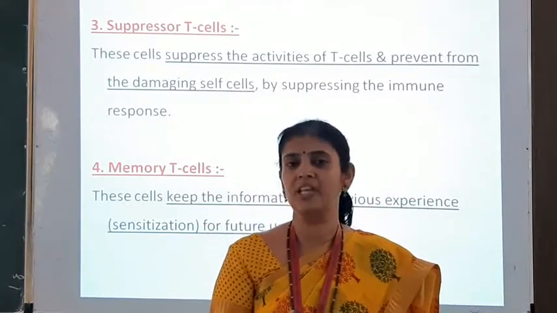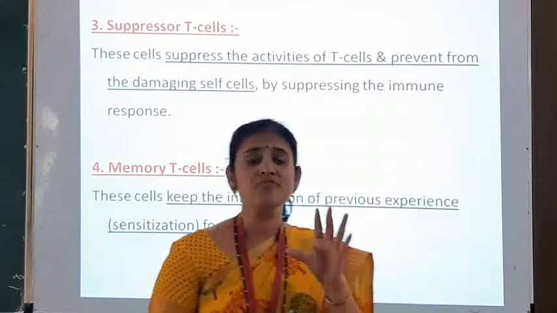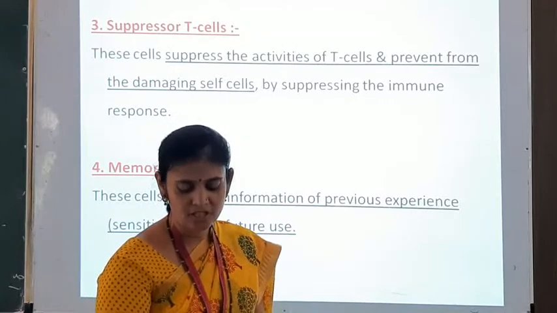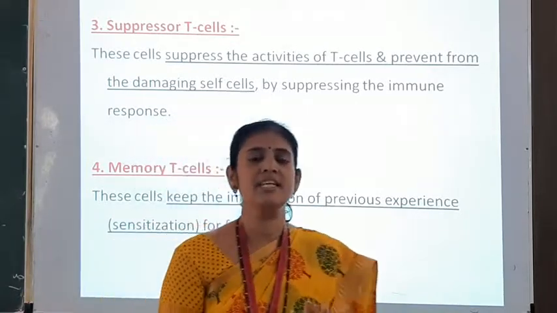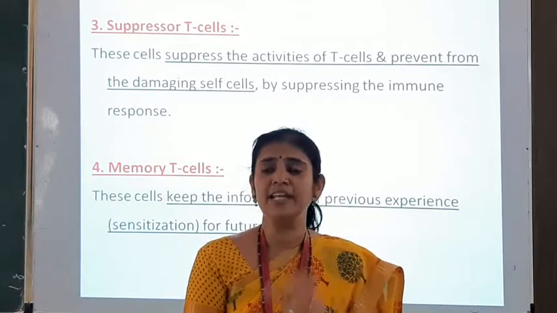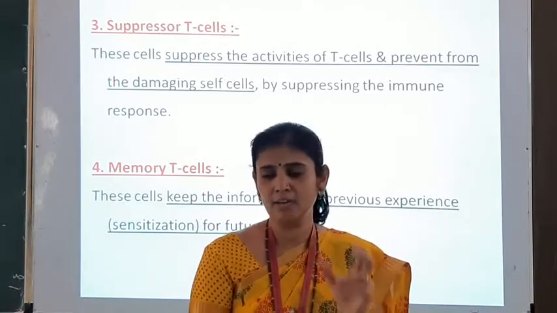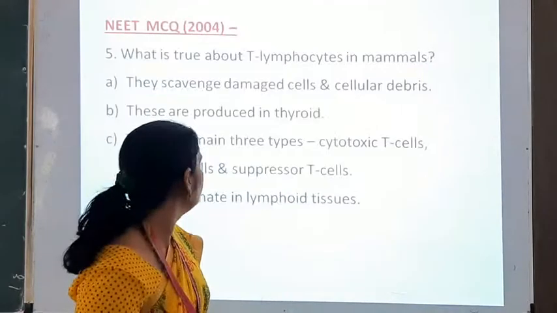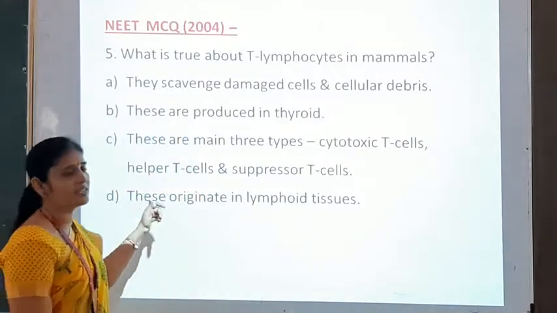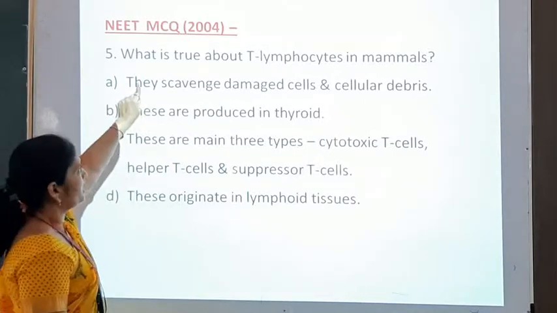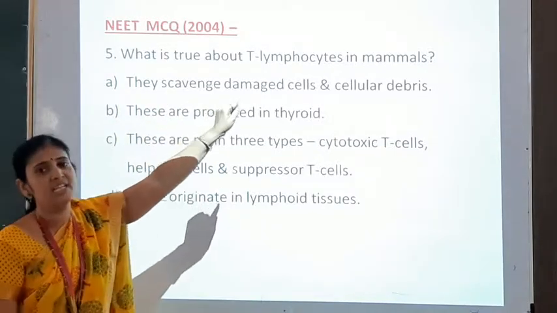So all these four types of T cells are produced by the T lymphocyte, and therefore this T lymphocyte is considered as cell mediated immunity or cellular immunity. So here from this T lymphocyte point, a question asked in 2004: what is true about T lymphocytes in mammals?